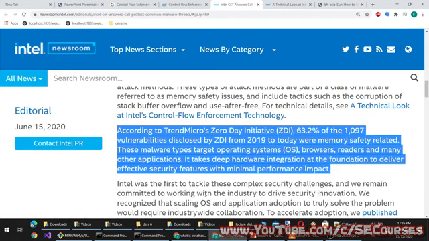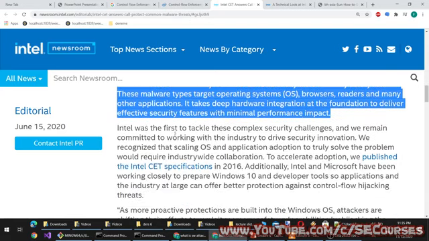According to Trend Micro's Zero Day Initiative (ZDI), 63.2% of the 1,097 vulnerabilities disclosed by ZDI from 2019 to today were memory safety related. These malware types target operating systems, OS, browsers, readers, and many other applications. It takes deep hardware integration at the foundation to deliver effective security features with minimal performance impact.